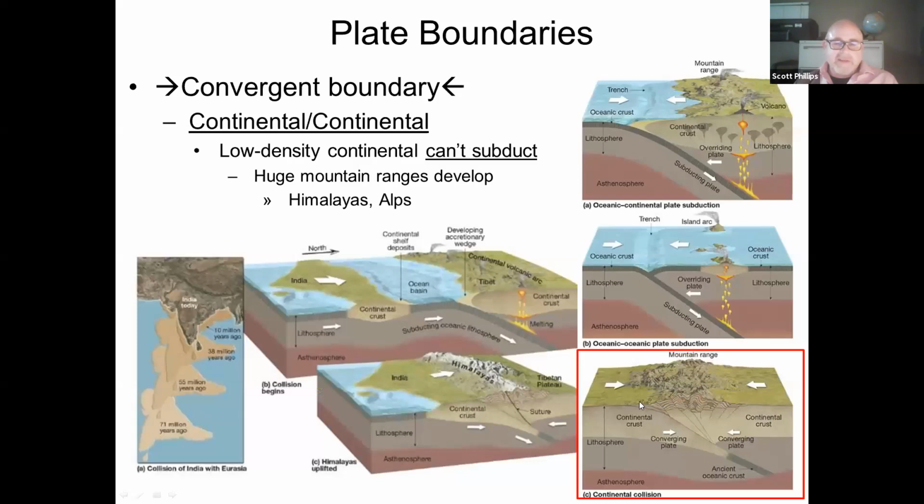Now the third example is, you see it in the Himalayas, the mountain range north of India, that over time the Indian continent has collided with the European or Asian continent, excuse me. And as the two continents collide, they don't subduct because they're too light. So what they do is they crumple up and create a big mountain range like the Himalayas.